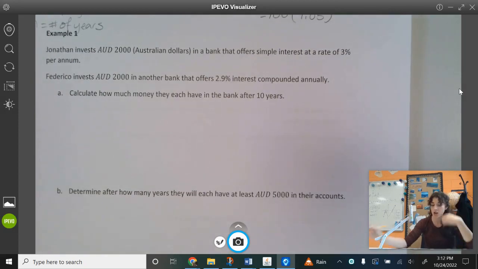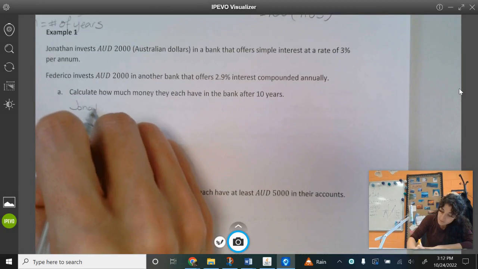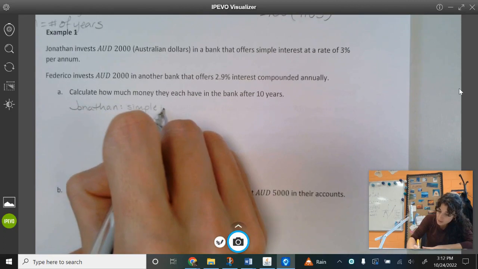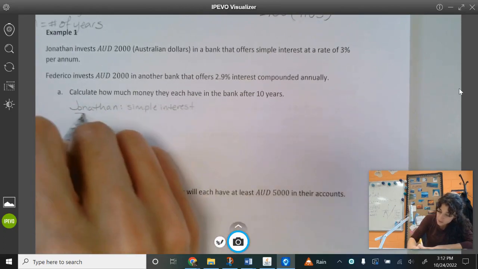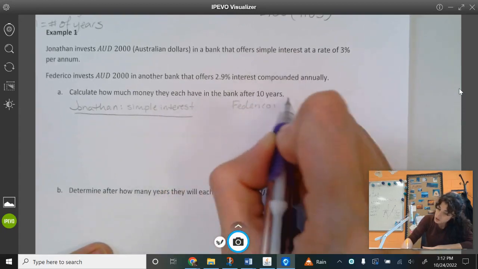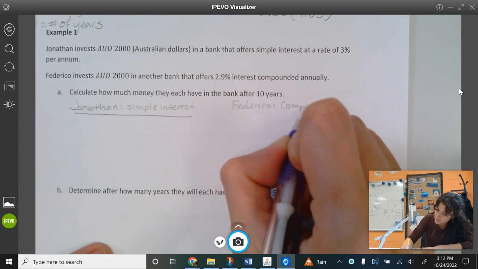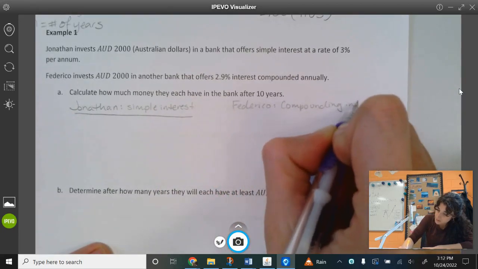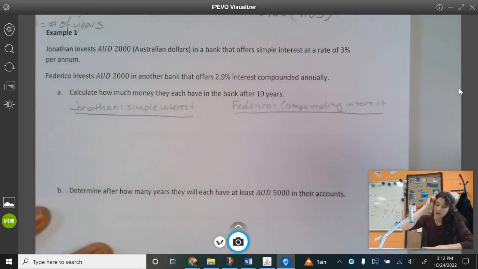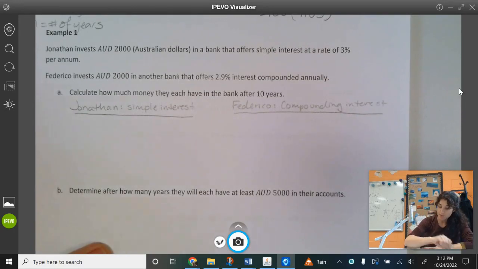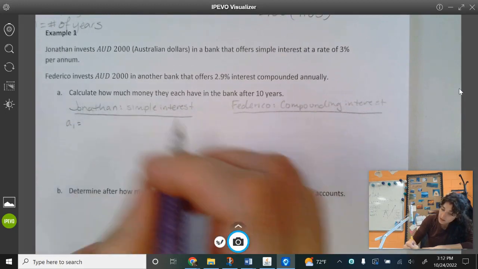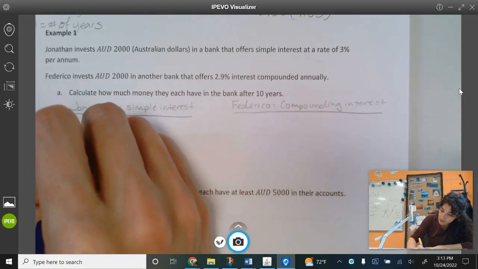So we want to figure out how much Jonathan will have, which is going to be a simple interest. We want to figure out how much Federico will have, which is compounding interest. 3% simple interest per annum means that we need to know what 3% is if our A sub 1 is our initial value of 2,000.